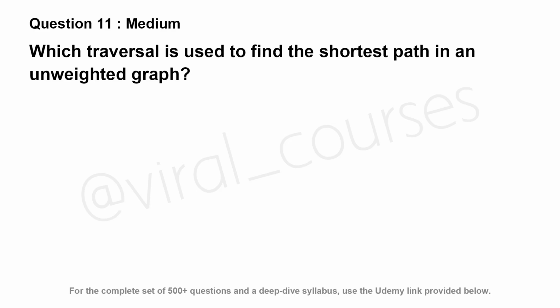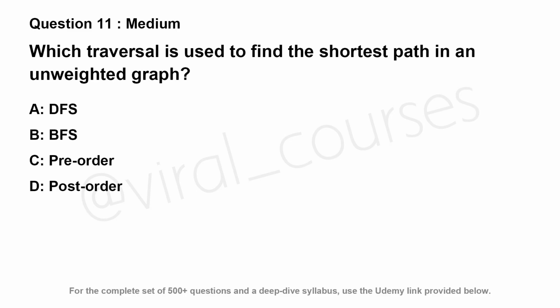Which traversal is used to find the shortest path in an unweighted graph? Option A, DFS. Option B, BFS. Option C, preorder. Option D, postorder.